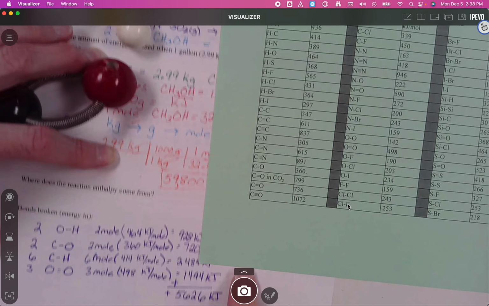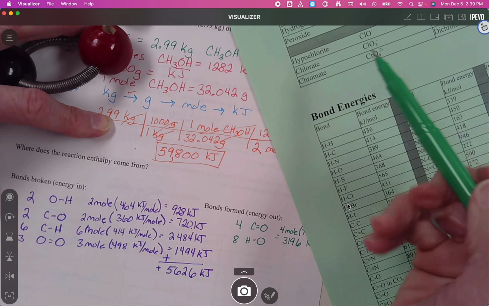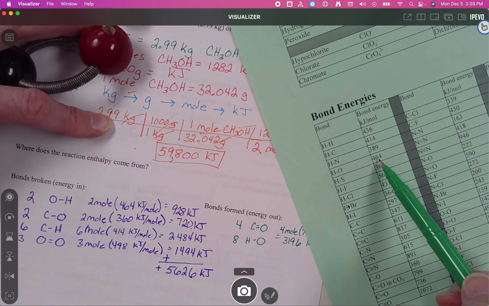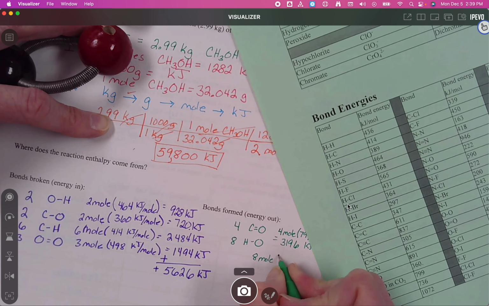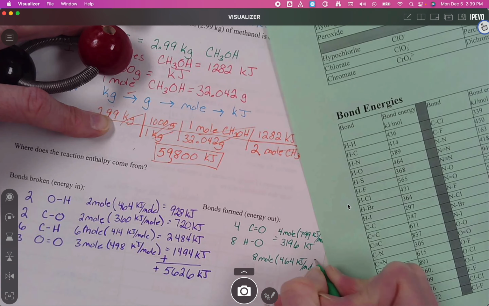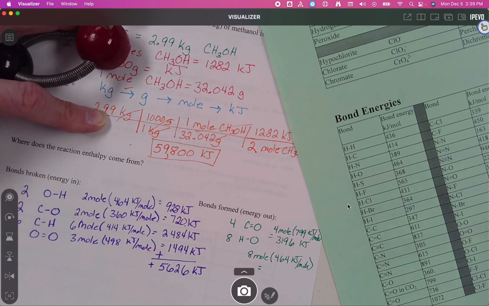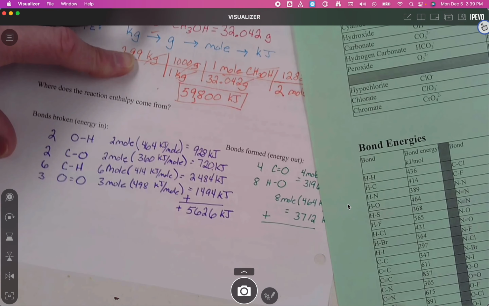And then 8 of the oxygen hydrogens. So that's this one up here, 464. So that's 8 moles. Hydrogen oxygen is 464 kilojoules per mole. So add that whole mess up.